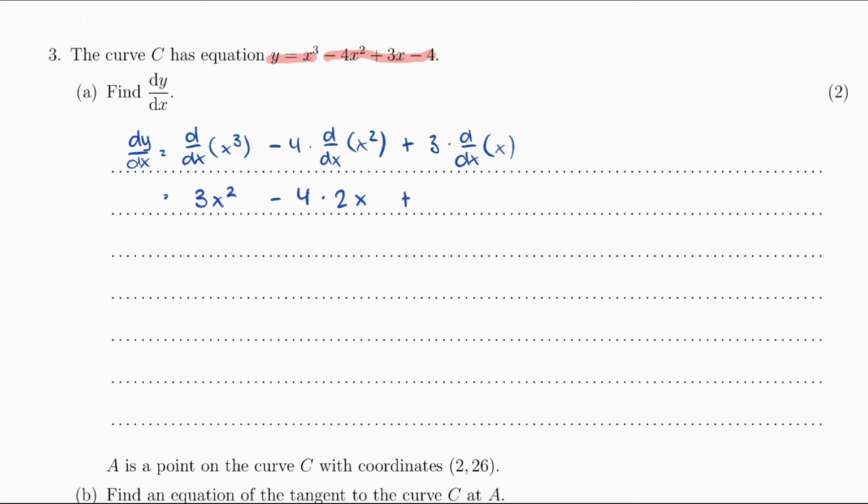And lastly, we have 3 multiplied by the derivative of x. And the derivative of x is equal to 1. So therefore, dy/dx is 3x squared minus 8x plus 3.